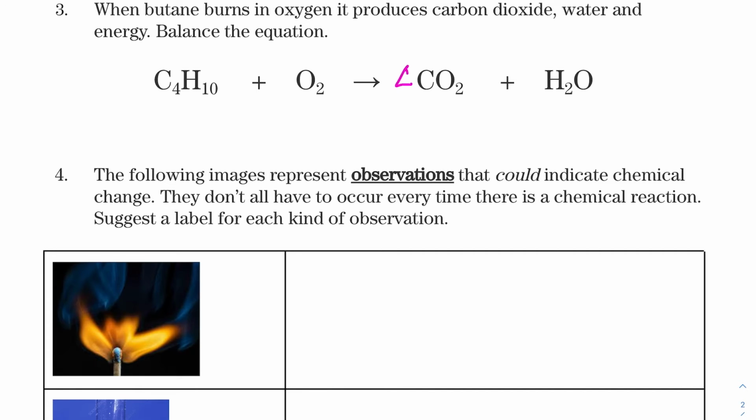I'm going to start by putting a 4 in front of CO2, which is going to give me my 4 carbons, which will balance the 4 carbons on the left-hand side. Then I'm going to put a 5 in front of H2O, because 5 times 2 is going to give me 10, which is going to balance my hydrogens. And now I'll look at my oxygens.